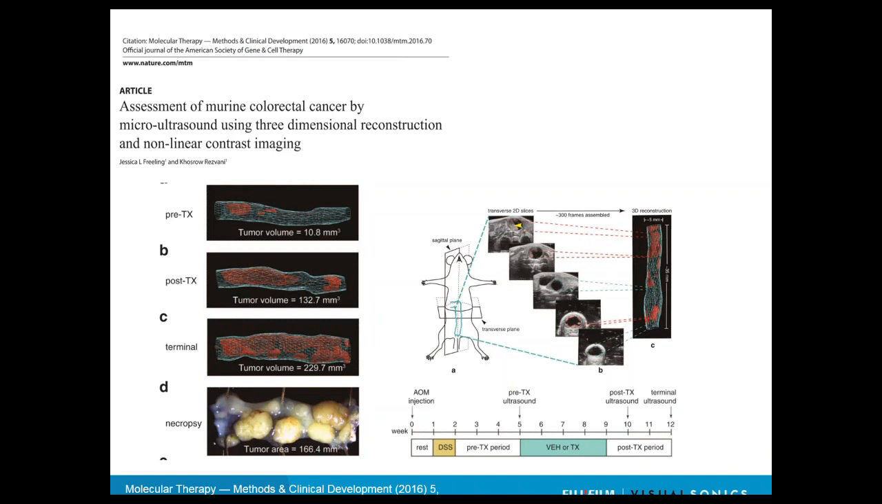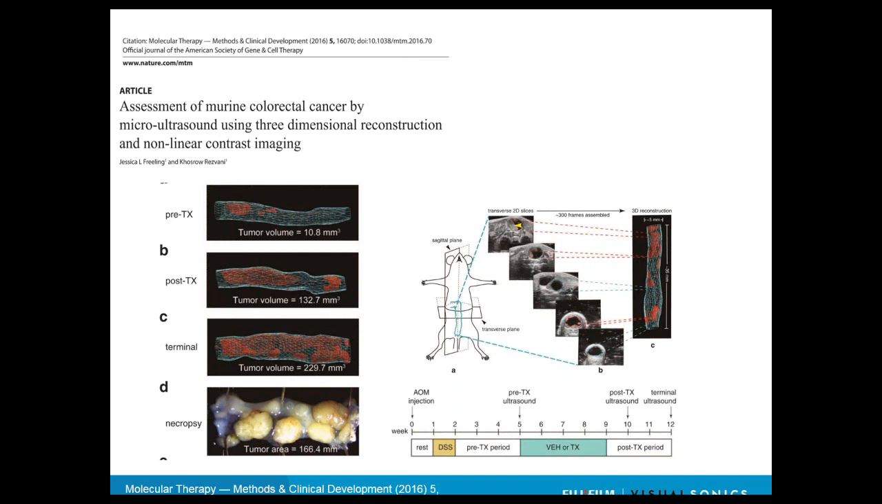It's Freeling and Raswani, and they established basically the imaging of a murine colorectal cancer model in ultrasound and contrast imaging. So first of all, they looked into how well they can detect and size the colorectal tumors using ultrasound imaging, high-frequency ultrasound imaging. And they were very happy with how they could follow up on tumor growth over time, as you can see on the left.